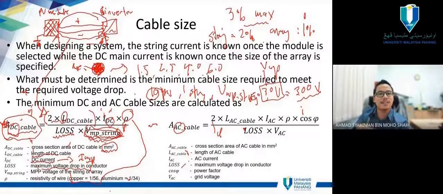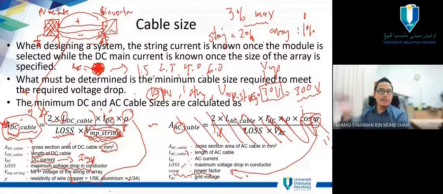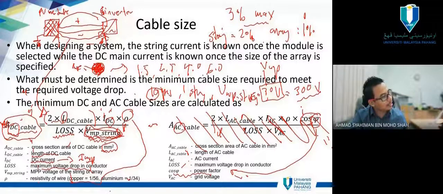Kita kena bagi dengan string voltage. Ini untuk equation DC cable. Untuk AC cable, ada power factor, 0.95, 0.98, lepas tu dia bagi dengan VSC. Sungguh pun begitu, in this subject kita tak kira buat benda ni. Kita tak masukkan. We only asking you about the DC cable lah. Kita tanya this cable je.